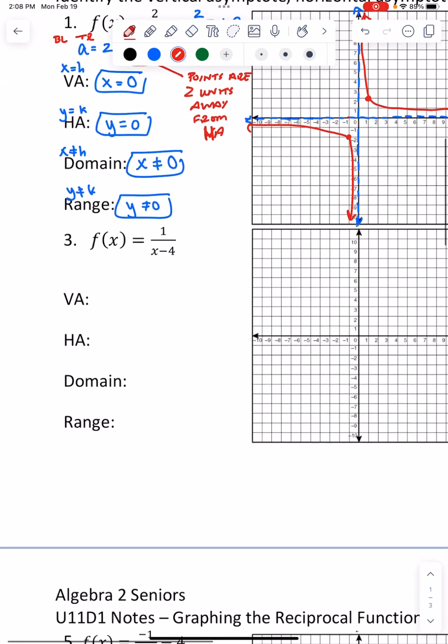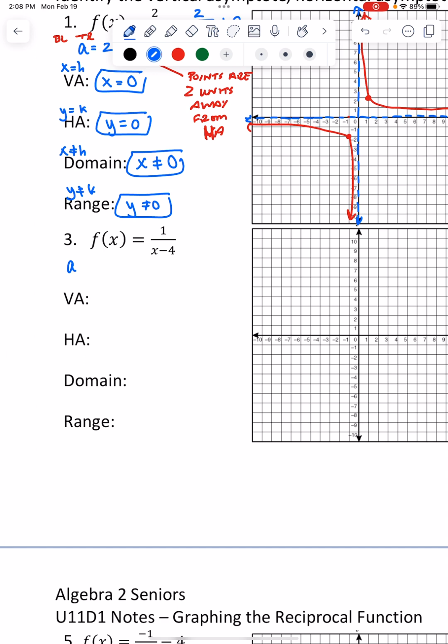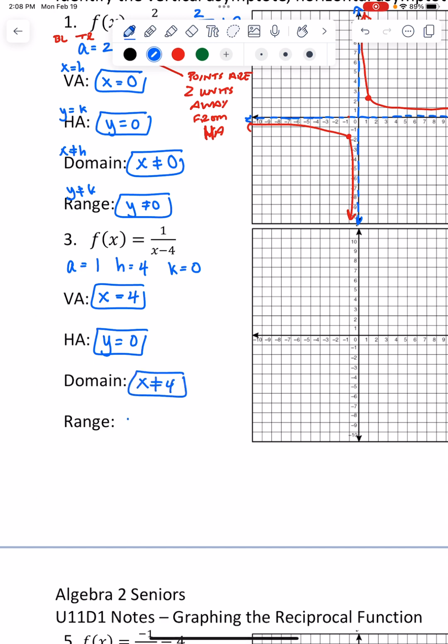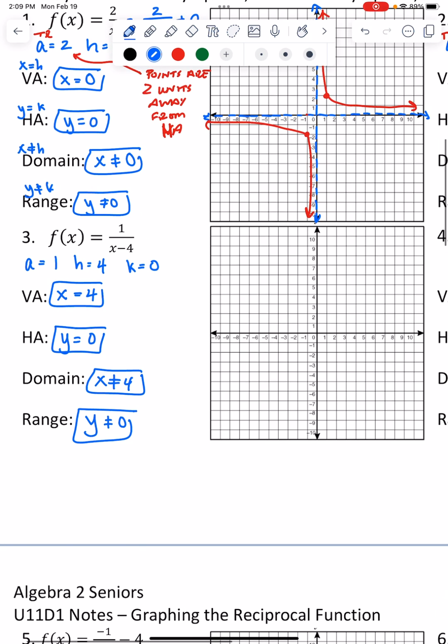Now, number 3, same deal. Identify a, h, and k. So this one, a is 1, h, so remember it's x minus h, so that h is a positive 4, and then k is 0. Okay, so our vertical asymptote, x equals h, y equals k, domain x cannot equal that vertical asymptote, so 4, and y cannot equal k, 0. So horizontal asymptote at y equals 0. Now vertical asymptote at x equals 4.